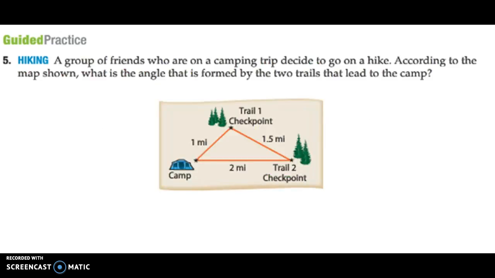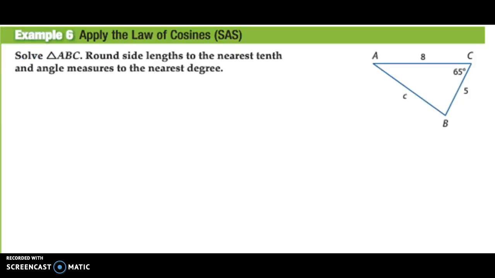Here's an example right here. It says a group of friends on a camping trip decide to go on a hike. According to the map shown, what is the angle formed by the two trails that lead to the camp? So we're looking for this angle right there. It says round the side lengths to the nearest tenth and angle measures to the nearest degree. Here we're given side B is 8, side A is 5, and side C we don't know. We also know that angle C is 65.